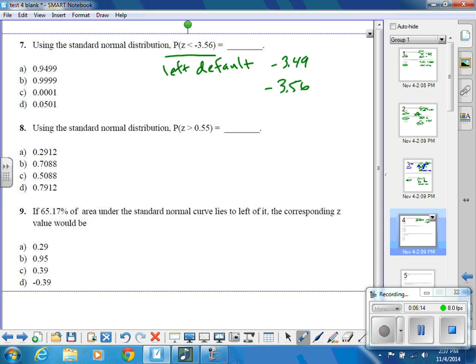If you notice at the very bottom of your chart, there's a little asterisk, and it has a note. It says for numbers less than negative 3.49, and on the other side, it has one for the positive, where it would say for numbers greater than positive 3.49, they tell you what to use at the bottom. So please, please be careful. Make sure you read that.